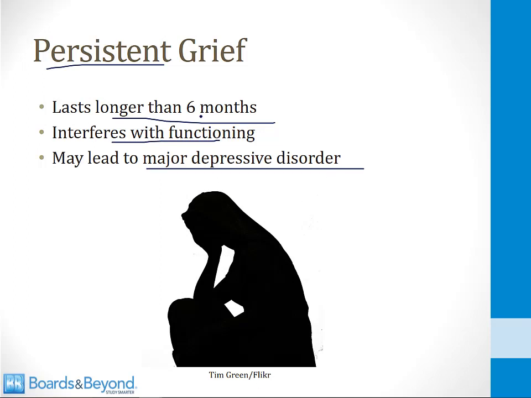So the high-yield thing to remember is that acute grief always lasts less than 6 months. And when you're on your psychiatric rotations, this is what your attendings are going to ask you. If you see a patient who is grieving, they will say, what is normal grief? And the answer you want to give them is it lasts less than 6 months. Longer than 6 months indicates persistent grief and a risk of progression to major depressive disorder.